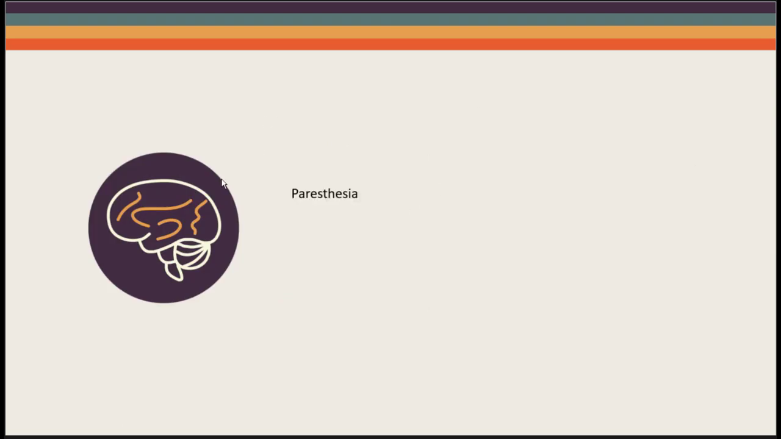We then have paresthesia that can occur. This is just an abnormal sensation of tingling or numbness. It could be described as kind of like pins and needles, like whenever your foot falls asleep and you have that tingly sensation. They can have this in their fingers or around their mouth.